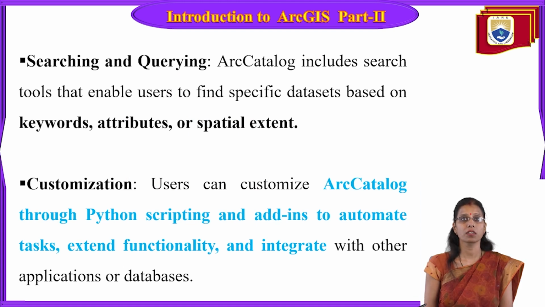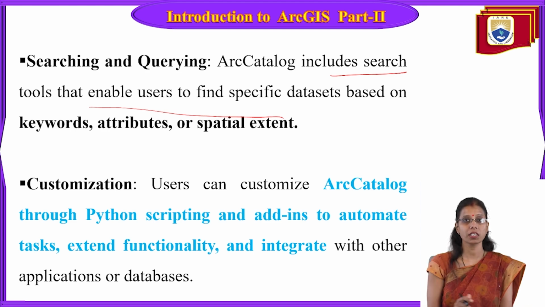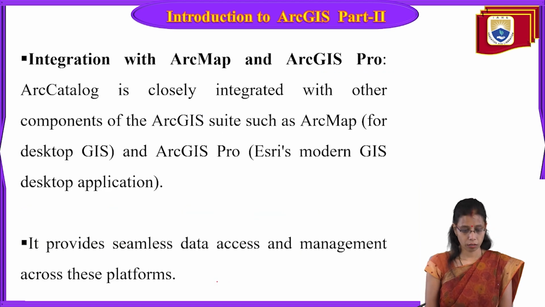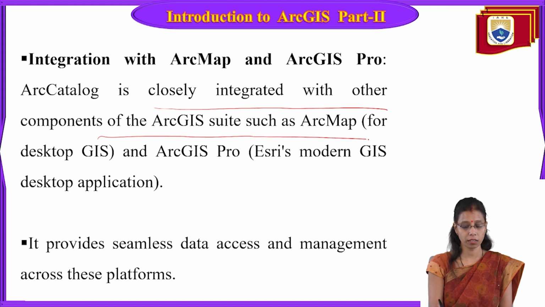Now, searching and querying. ArcCatalog includes a search tool that enables users to find specific datasets based on keywords, attributes, or spatial extent. Now, customization. Users can customize ArcCatalog through Python scripting and add-ins to automate tasks, extend functionality, and integrate with other applications or databases. So, integration with ArcMap and ArcGIS Pro. ArcCatalog is closely integrated with other components of the ArcGIS suite, such as ArcMap for desktop GIS and ArcGIS Pro.